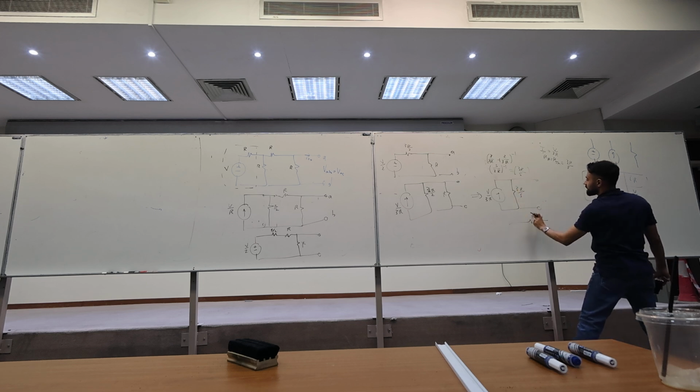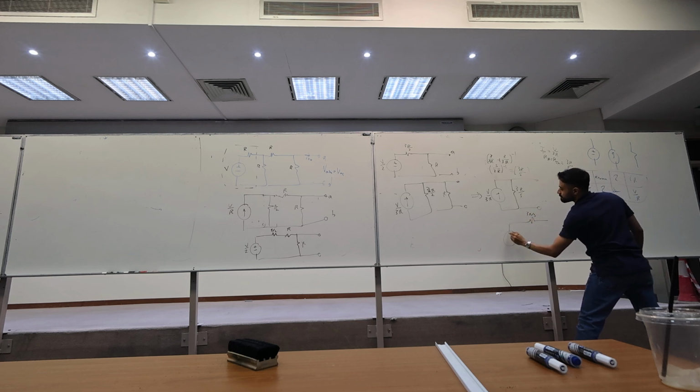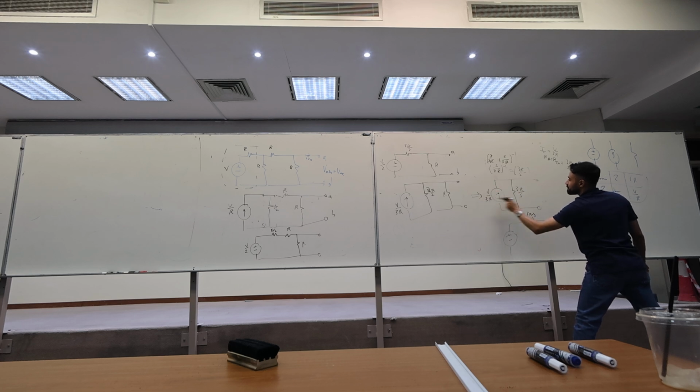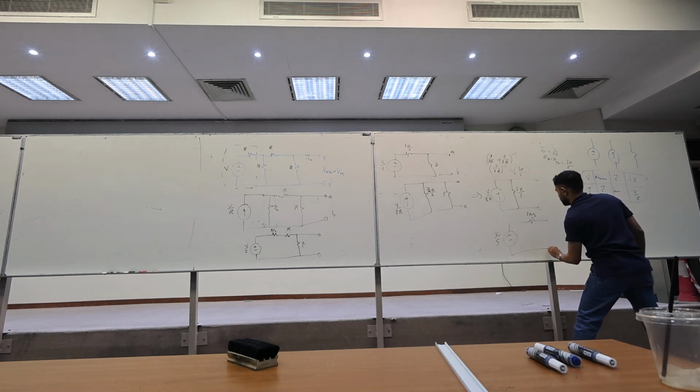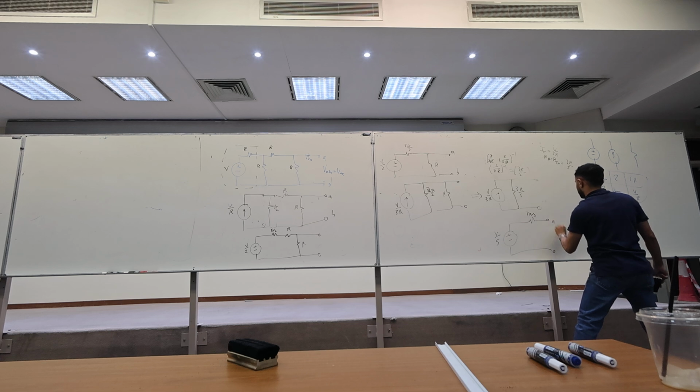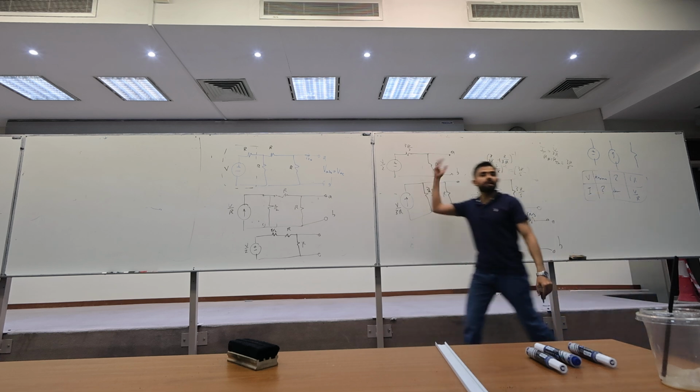R Thevenin is same as R Norton. What is V Thevenin? Multiply, so it would be 3V over 15. No, V over 5. V over 5. Do you love this problem? Yes. I just came up with it.